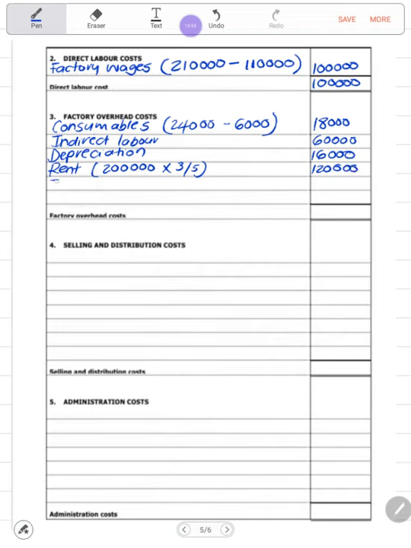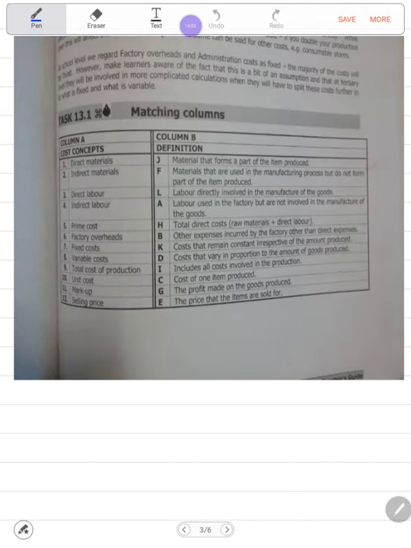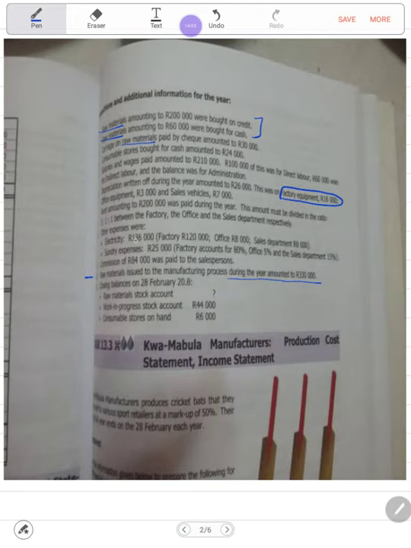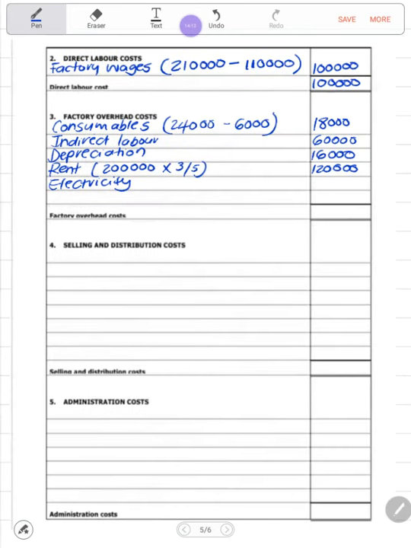Okay. We also had to pay electricity. What does it say about electricity? Electricity, they told us the total amount is 136,000, and for the factory it was 120. So that's nice and easy. I'm going to place 120 over there. Then moving on to sundry expenses.